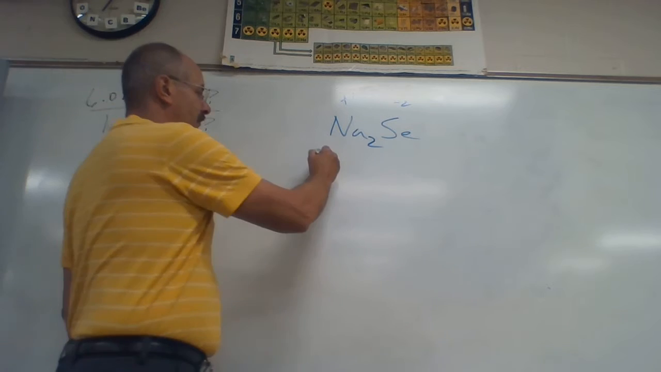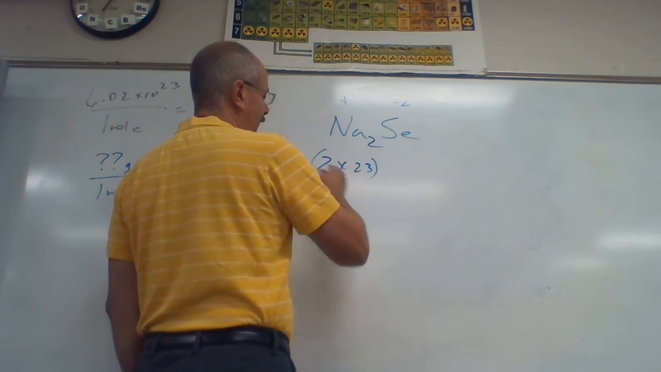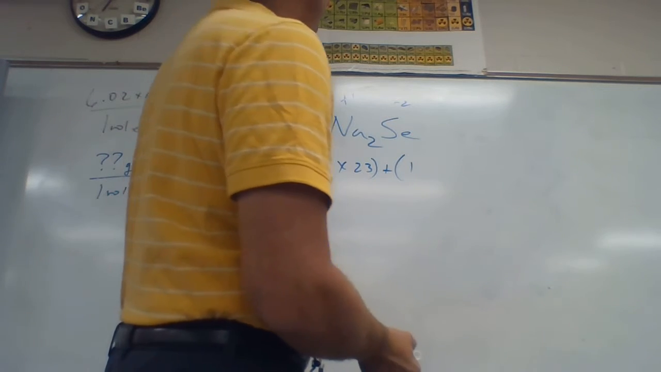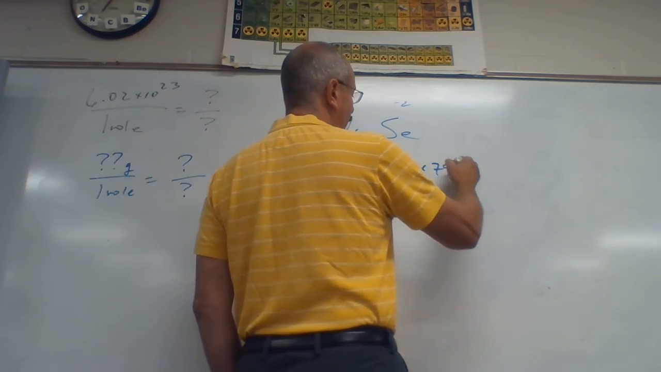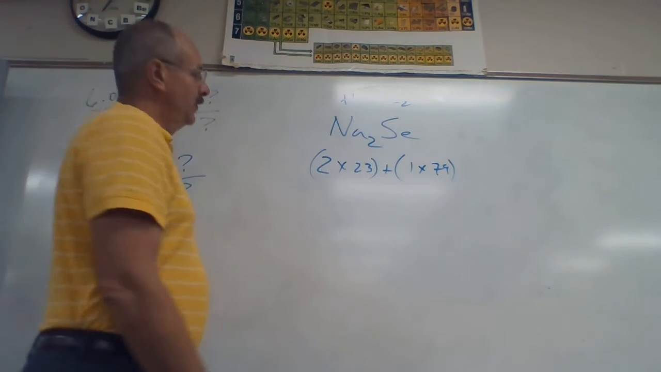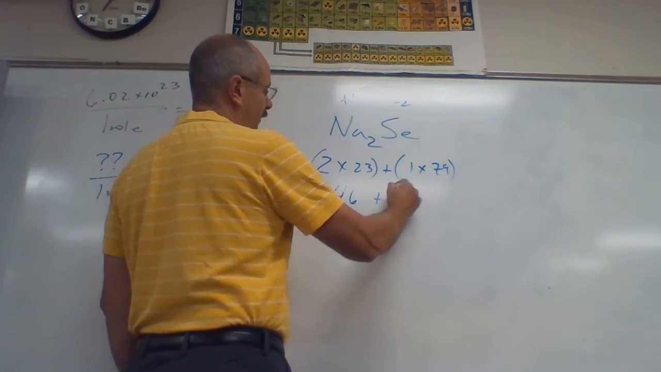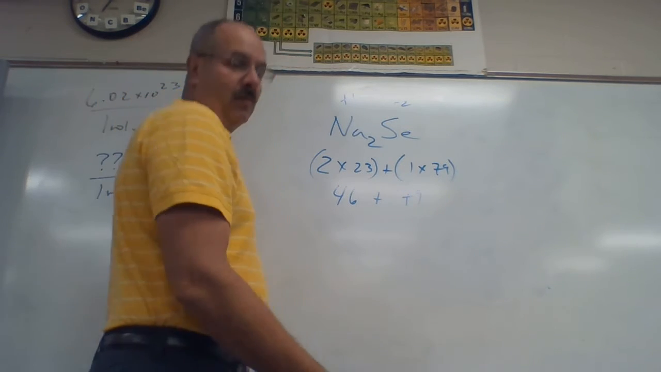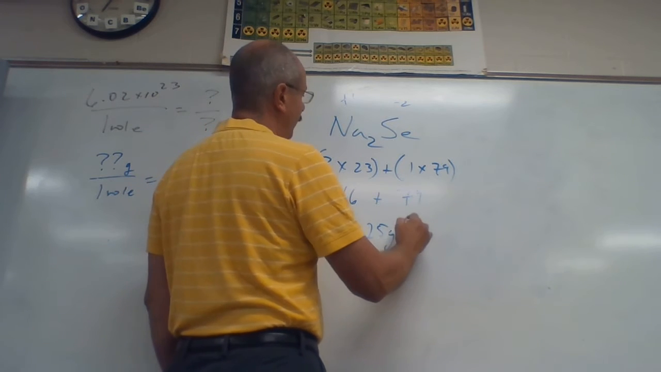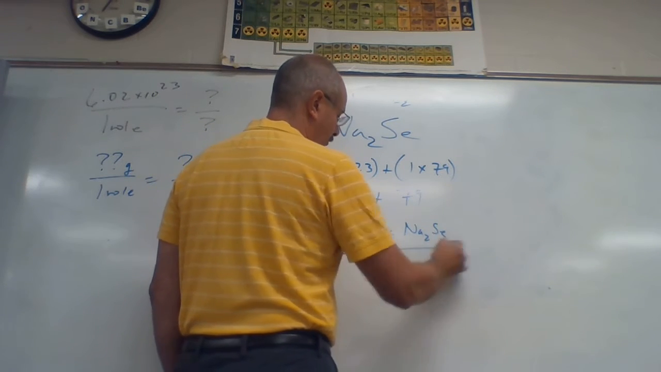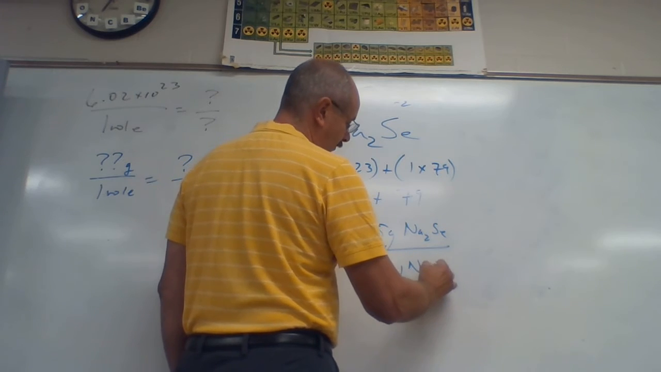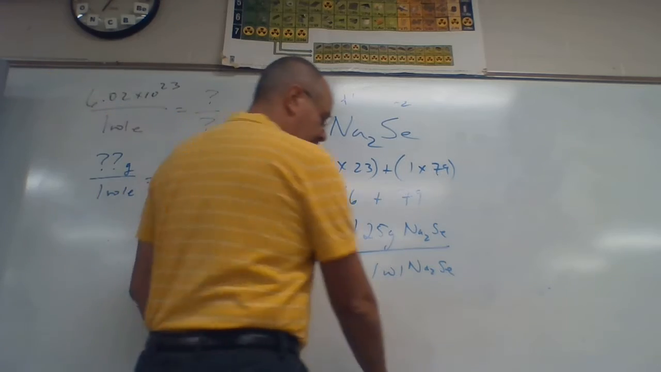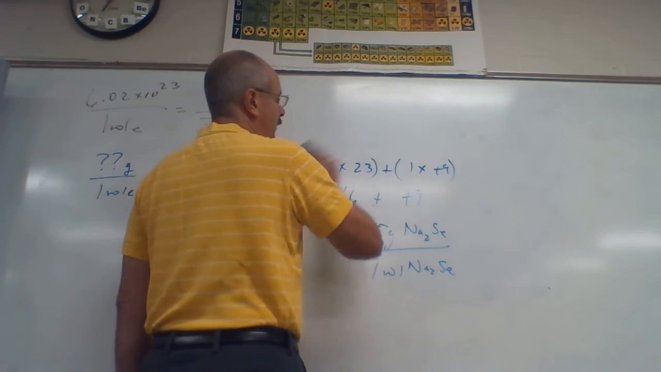Now I can add these up. So I have 2 times the mass of sodium, which is 23, plus there's 1 selenium, times 79 from the periodic table. Now I multiply these out. It's 46 plus 79. Add them up, that's 125 grams of Na2Se per 1 mole of Na2Se. So there's the answer for that one. Now we'll go to the next one.